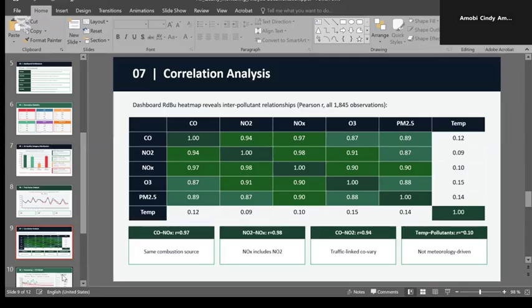Ozone and PM2.5 correlate more moderately with the combustion group, in the high 0.8s, but temperature is the outlier. Its correlation with every pollutant hovers around 0.10 to 0.15. In other words, pollution levels in this dataset are not meteorology driven. They are driven by emission sources, not weather.